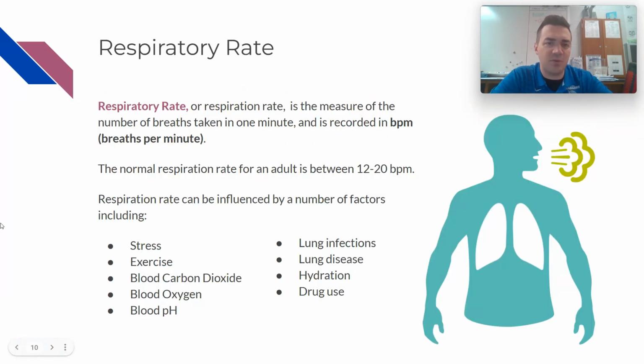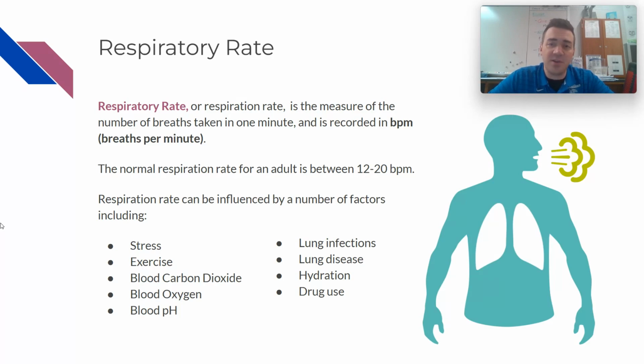All right, next important vital sign is respiratory rate or respiration rate. This is recorded in breaths per minute, very similar to heart rate, which is in beats per minute. They're both BPM, but one stands for beats for heart rate, one stands for breaths for respiratory rate, but you'll see them both listed as BPM. And your normal respiration rate for an adult is between 12 to 20 BPM.